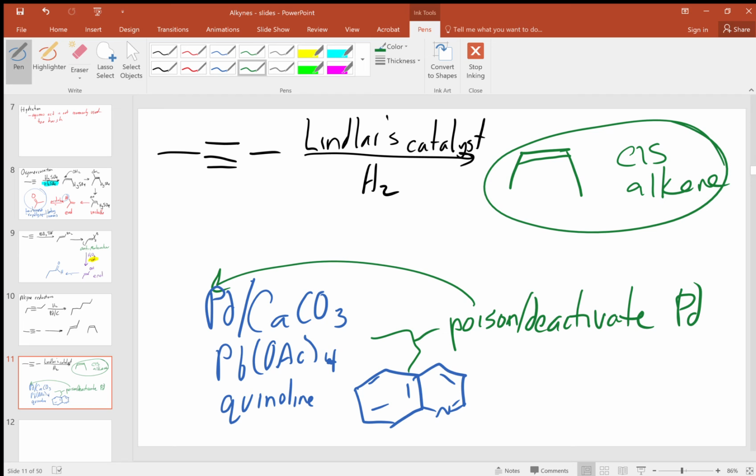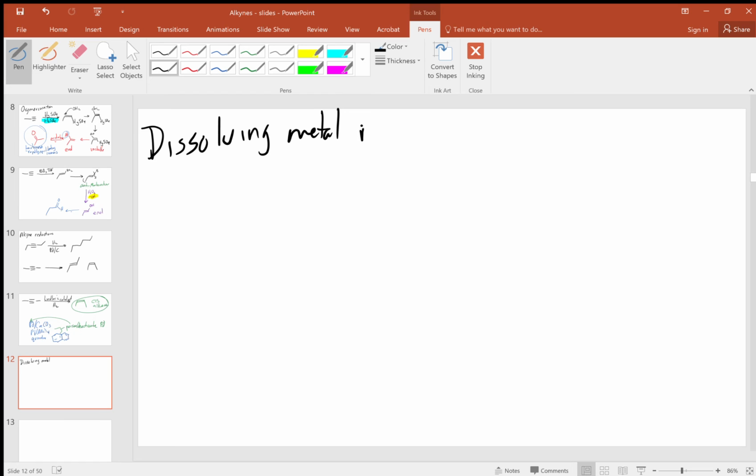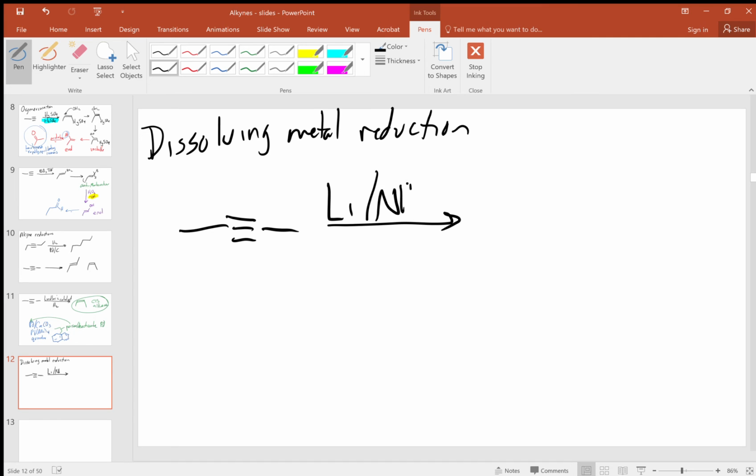Now, what if we wanted the trans alkene? Well, in that case, we use a reaction known as a dissolving metal reduction. So for that, you take an alkyne and you add lithium metal in liquid ammonia at negative 33 degrees Celsius.